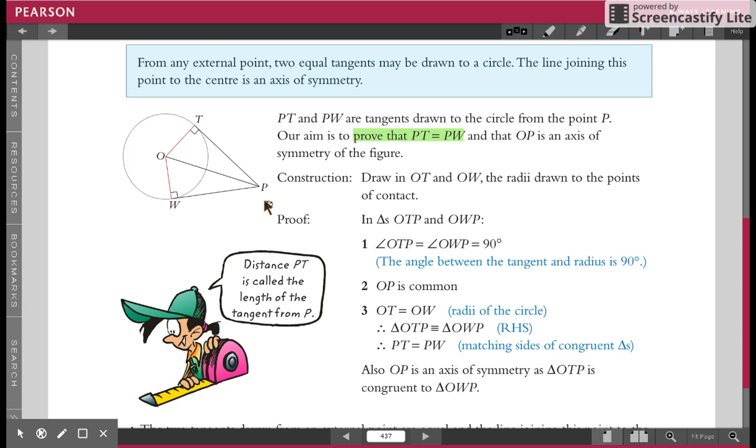So recapping, we've proved a radius, which is a side, we've proved a right angle, and we've also proved a hypotenuse. So therefore, those two triangles are congruent because of RHS, right angle, hypotenuse, side. So therefore, you can conclude that PT equals PW, which was the purpose of the proof, and that's because these are the same sides in congruent triangles. And then finally, that proves that OP is the axis of symmetry of the two figures.